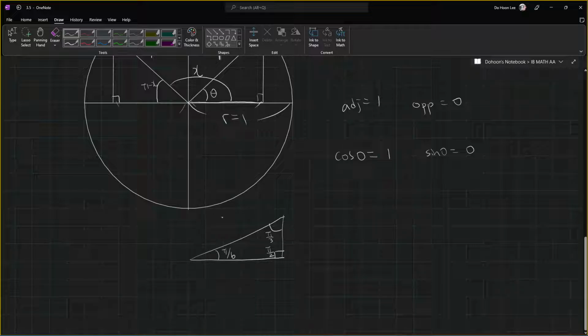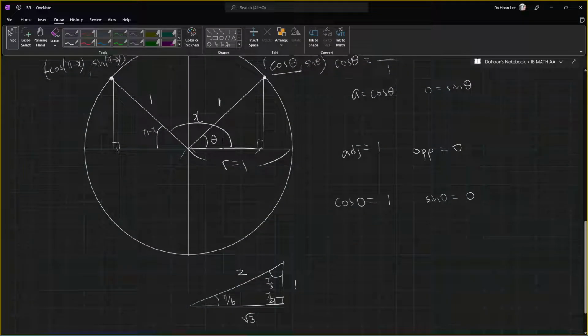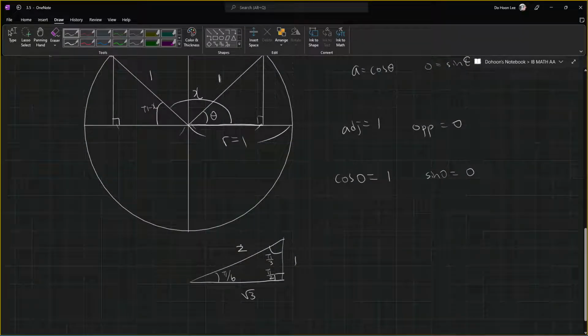The lengths are always in the ratio of 1, square root of 3, and 2, right? However, since our circle's radius is 1 right now, we need to divide everything by 2. So we're going to change that into 1, that into 1 over 2, and that into square root of 3 over 2. Okay? And therefore, we can find the cosine of pi over 6, which will be the adjacent, square root of 3 over 2. The sine will be the opposite, 1 over 2.